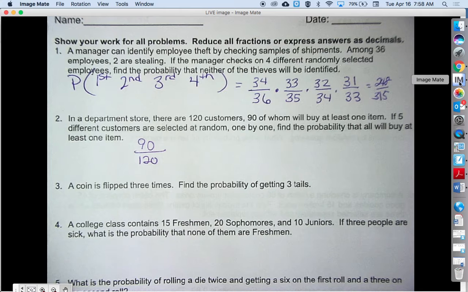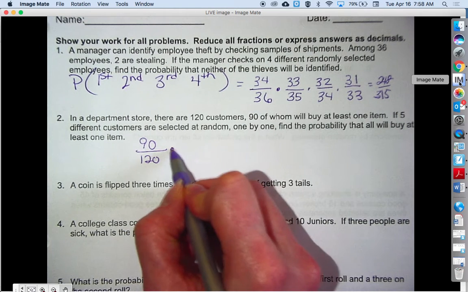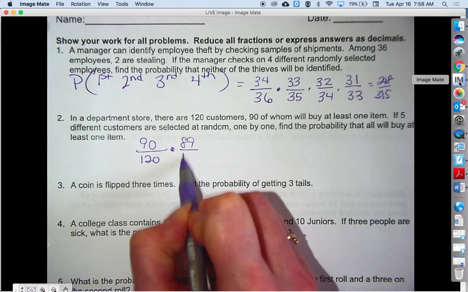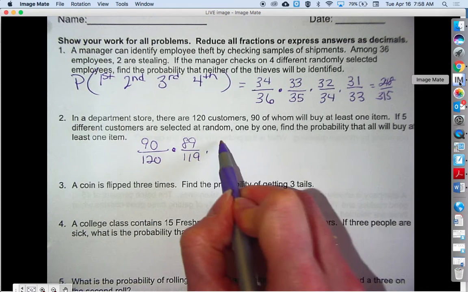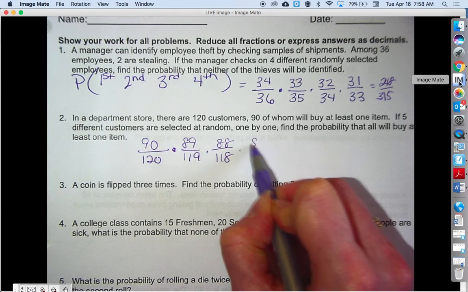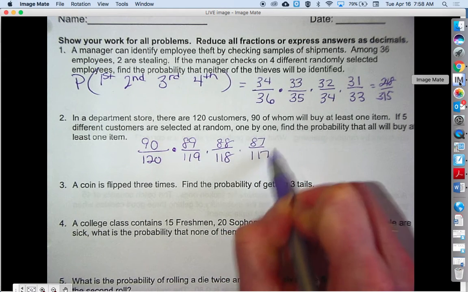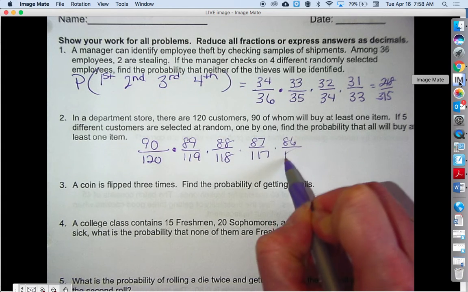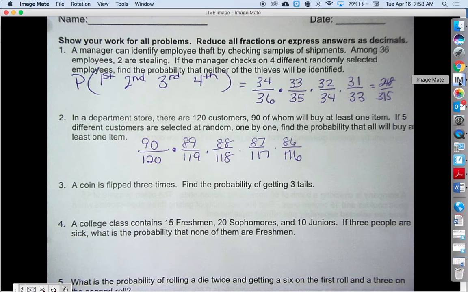So I'm not going to check that first person again. So then, Julia, the second person's probability would be? 89 over 119. And then the third person? 88 over 118. The fourth person? 87 over 117. And then the last, 5th person would be? 86 over 116. So the probability is changing each time because it's not going to stay the same.